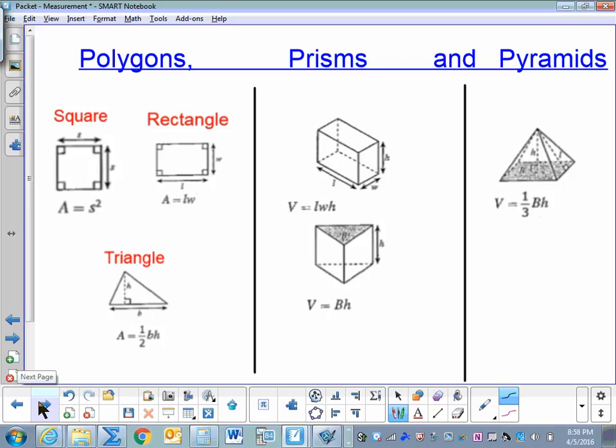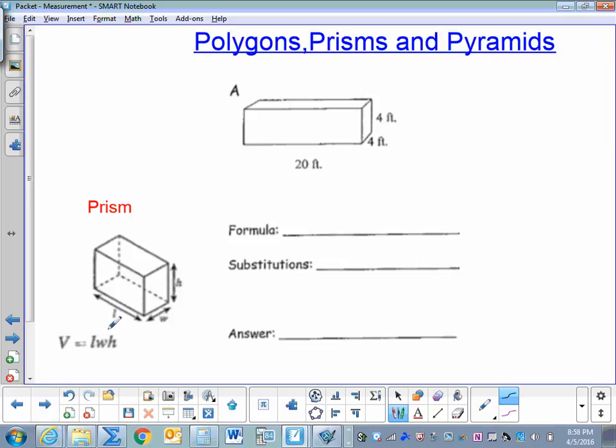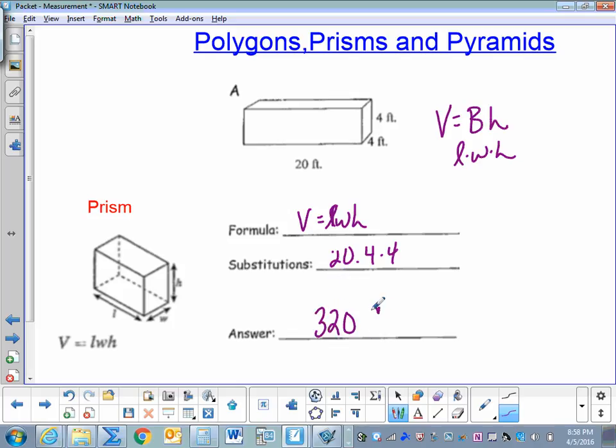The volume is. So let's work problem A. It is a rectangular prism. We could say the formula is the volume is equal to the area of the base times the height, and that's the length times width times the height, which is the formula they gave us. So 20 times 4 times 4. So 16 times 2 is 32, so 320 cubic feet.